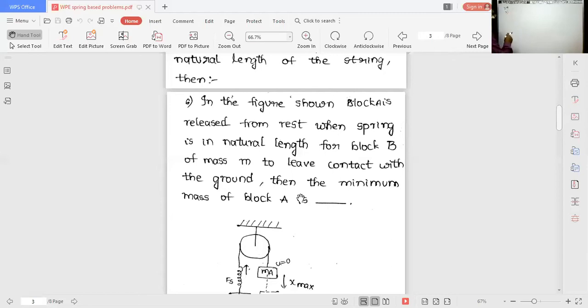Okay, third one. Here, in the figure shown, blocks A and B are released from rest when the spring is in natural length. For block B of mass M to leave contact with the ground, the minimum mass of block A should be. Okay, all of you see here on the board.